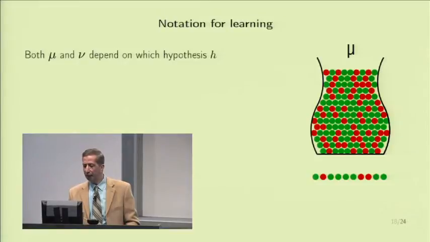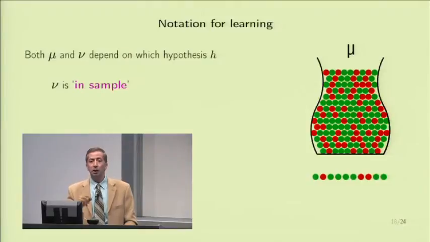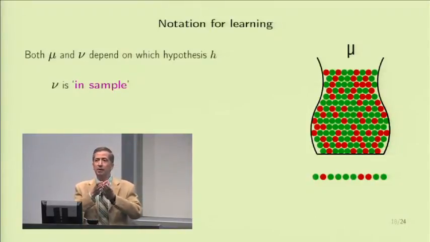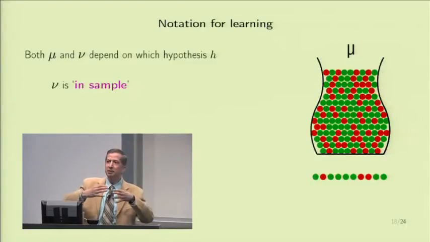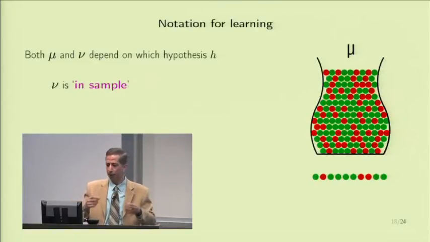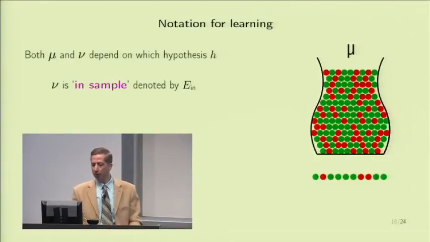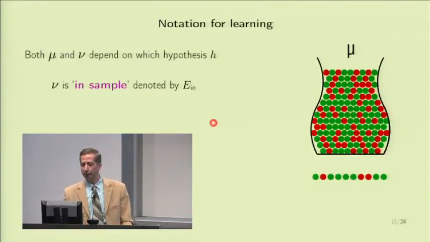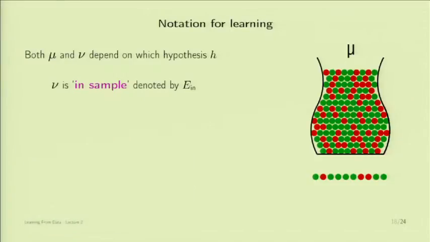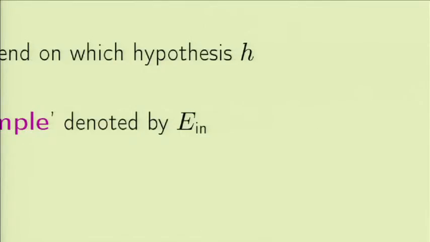So the first thing, I'm going to call mu and nu with a descriptive name. Nu, which is the frequency in the sample you have, is in sample. That is the standard definition for what happens in the data that I give you. If you perform well in sample, it means that your error in the sample that I give you is small. Because it is called in sample, we are going to denote it by E in. I think this is worth blowing up because it's an important one. So this is our standard notation for the error that you have in sample.